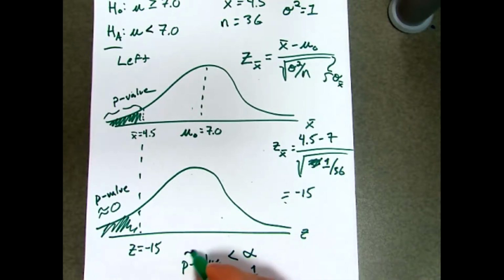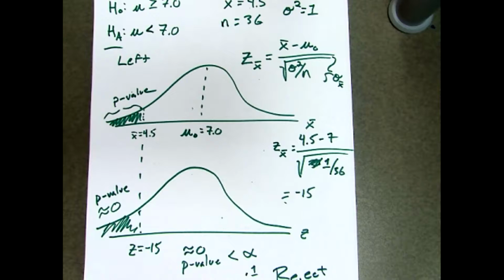If my p-value is approximately 0, it's going to be less than all of these. So I can reject at all levels here, right? Because I ended up with a p-value that was just so low. Another way to think about the p-value here.